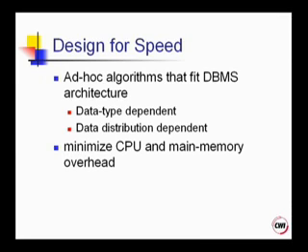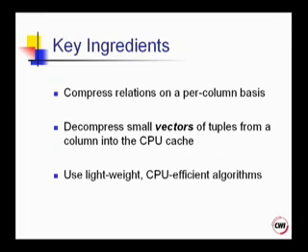The data has a specific layout, and we can exploit that. Data types come from a certain domain, the data values, and we can exploit these things. And we're going to implement algorithms in such a way that they minimize CPU and main memory overheads. These are key ingredients to achieve this. We are going to compress relations on a per column basis, and we decompress at small granularity directly into the CPU cache and feed it into the operator pipeline. And we're going to use very lightweight CPU efficient algorithms.